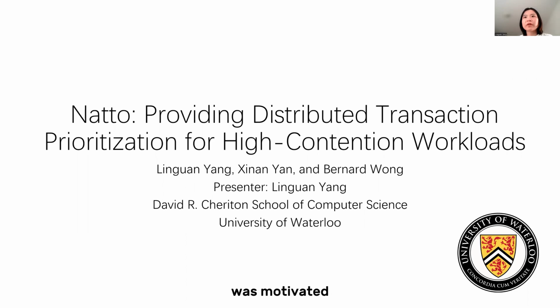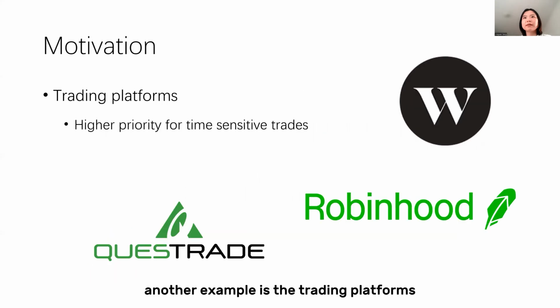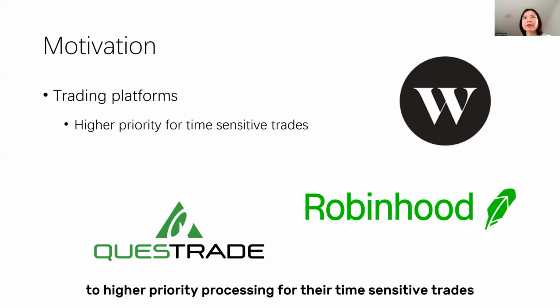This work was motivated by a number of applications that require different priority levels for transactions. One example is that many companies provide infrastructure for different applications that have different requirements. Some applications are user-facing, which requires low latency. It should differentiate service time for the different applications. Another example is trading platforms. These platforms may offer their institutional customers higher priority processing for their time-sensitive trades.